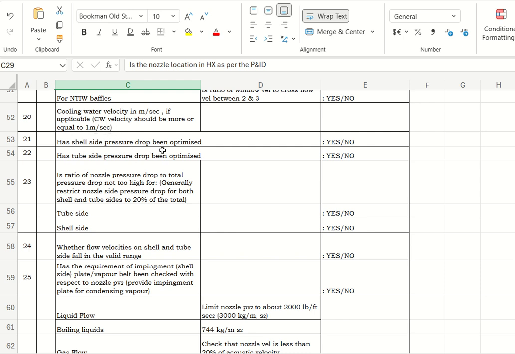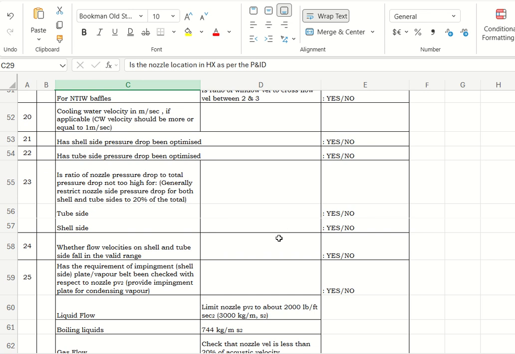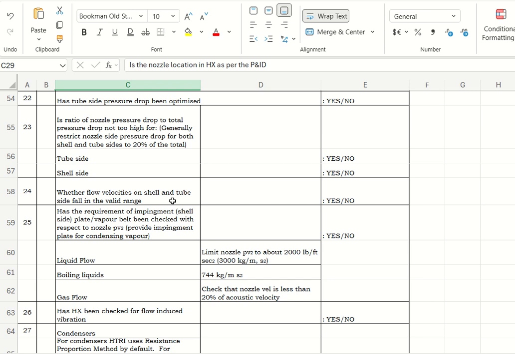Has the shell side pressure drop been optimized? Has the tube side pressure drop been optimized? It should be checked when you design the heat exchangers. Is the ratio of nozzle pressure drop to total pressure drop not too high? Generally, restrict the nozzle pressure drop for both shell and tube to 20% of the total. On the tube side and shell side, you have to see the ratio of nozzle pressure drop to the total pressure drop. You have to mention it as well.